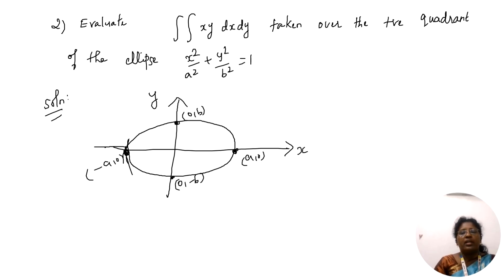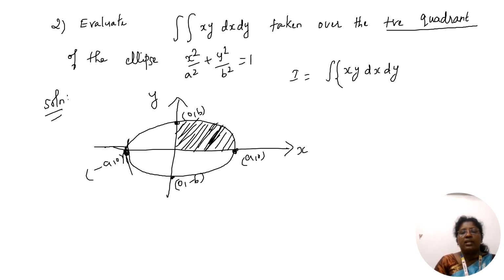But here our region is only the positive quadrant of the ellipse. So positive quadrant means that will be the first quadrant. So only the first quadrant is the region of the integration. So shade only the first quadrant, the positive quadrant, that means the first quadrant. So this is the region of integration. Now let us find the limit. So the given integral I is equal to double integral xy dx dy.